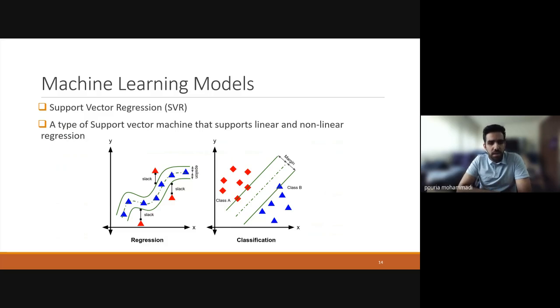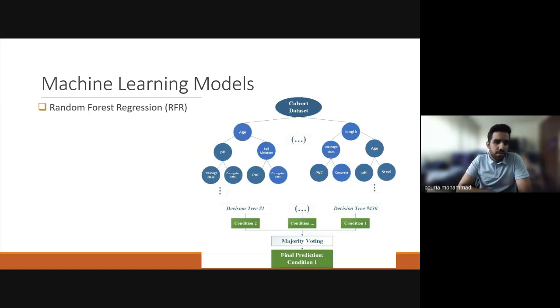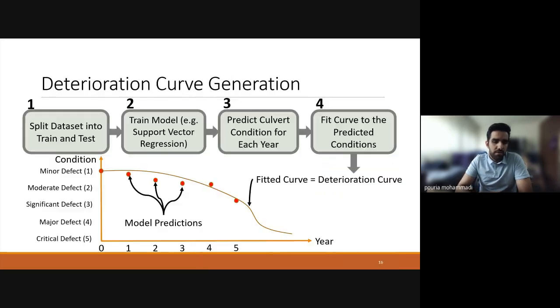After pre-processing the data, we have to develop a machine learning model. We chose two algorithms here for the development: support vector regression and random forest regression. Support vector regression is a supervised machine learning model that supports linear and nonlinear regression. Random forest regression is a supervised learning algorithm for classification and regression, and also other problems, that works by creating a large number of decision trees throughout the training.